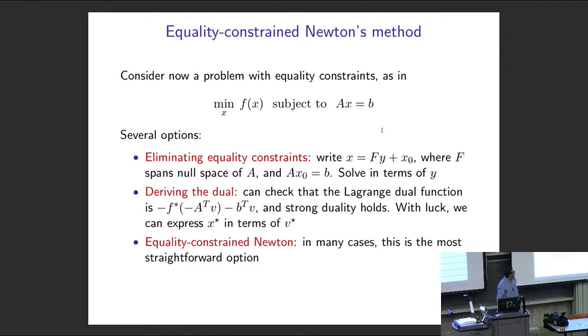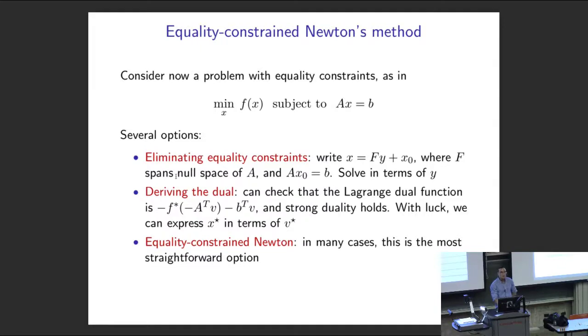Right, because if I multiply through by A, I get Ax equals AFy plus Ax0, and this AFy is going to be 0 because by construction the columns of F span the null space of A, and Ax0 was b by construction. So any point of this form satisfies the constraints. And so we just replace all appearances of x above with Fy plus x0. We don't have any more equality constraints, and we minimize f of the quantity Fy plus x0. So that's one way to approach that.